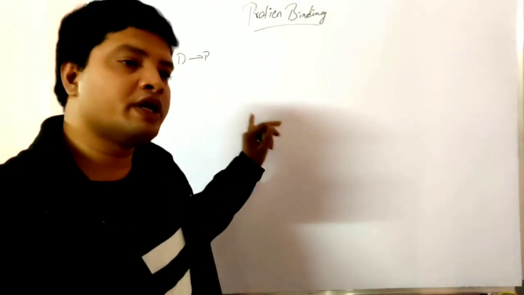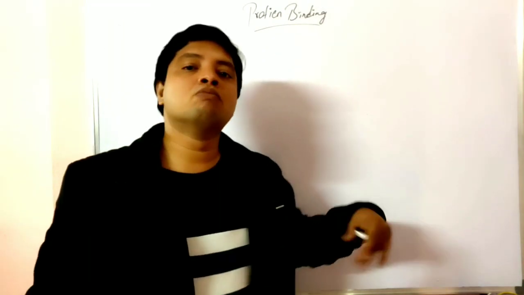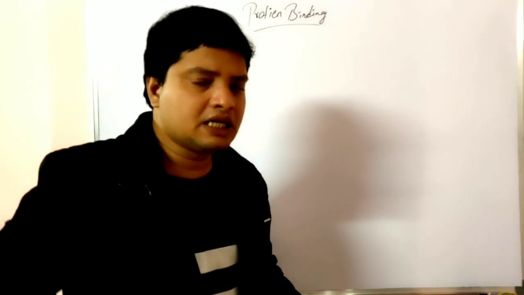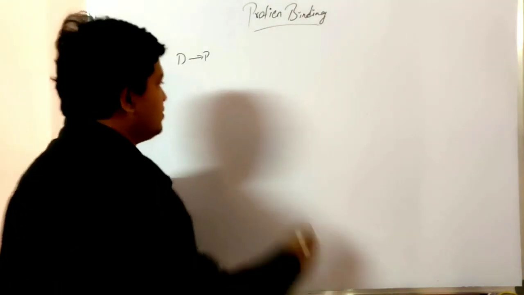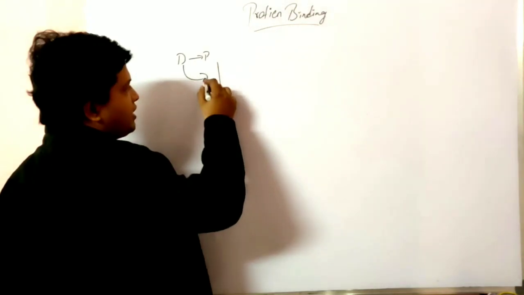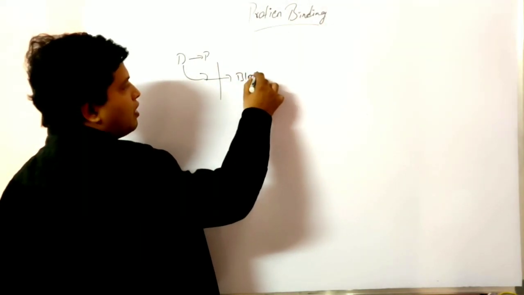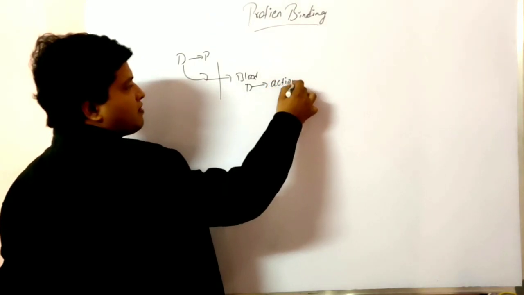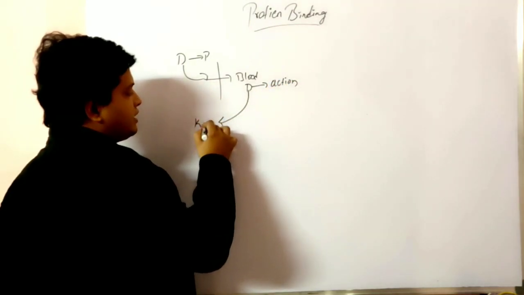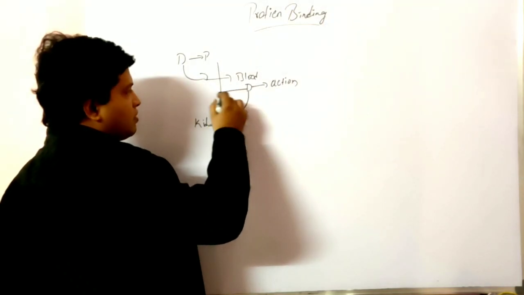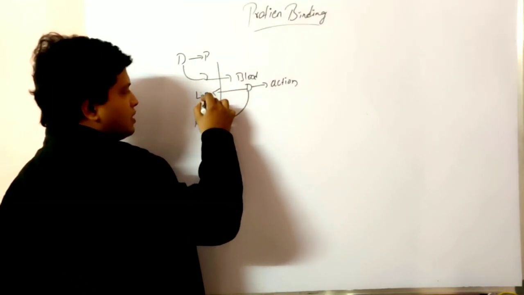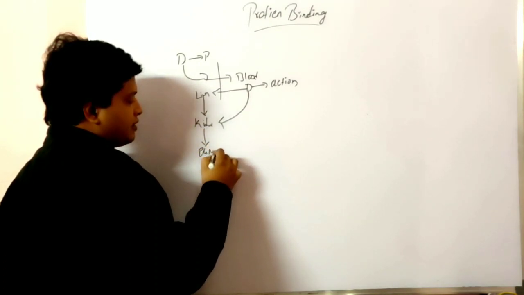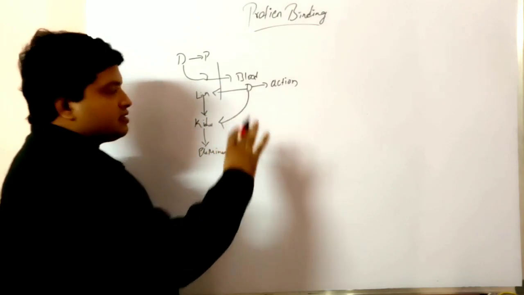Also, the protein-bound drug will have a longer half-life compared to the normal drug. What happens when you inject the drug into the body? It goes to the blood. This drug will show action. After showing the action, first it will go to the liver, get metabolized, go to the kidney, then get eliminated. This is for the free drug.